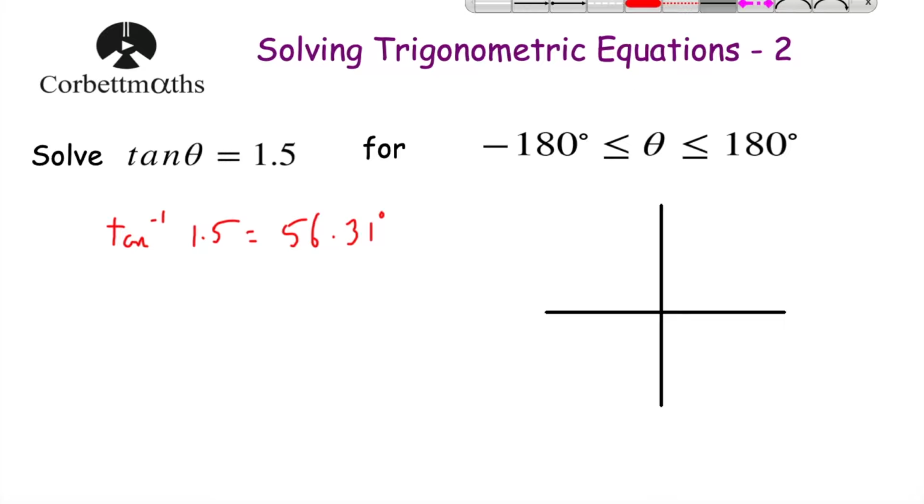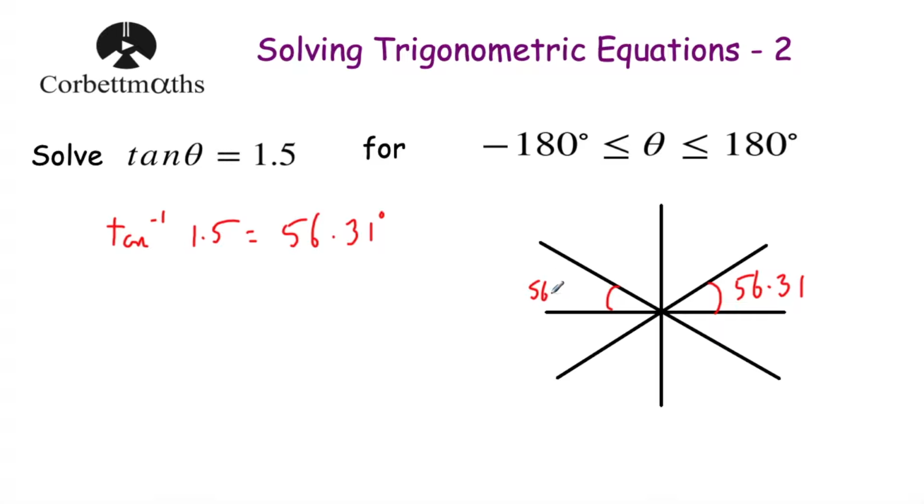So that means we're going to put that angle on our diagram. We're going to do those acute angles: 56.31 degrees here, 56.31 degrees here, and 56.31 degrees here. Now let's label our quadrants C, A, S, and T. Now we need to figure out which quadrants we're interested in. Here 1.5 is positive, so we're looking for the quadrants where tan is positive. That would be this quadrant here and this quadrant here. Tan is positive in both of those quadrants, so they're going to be the answers we're looking for.